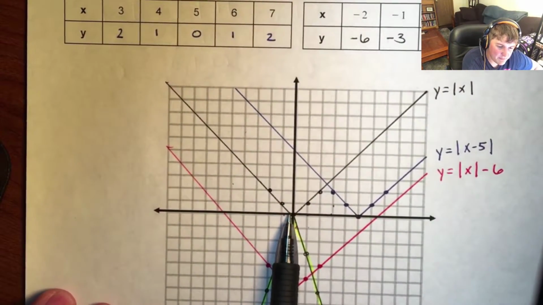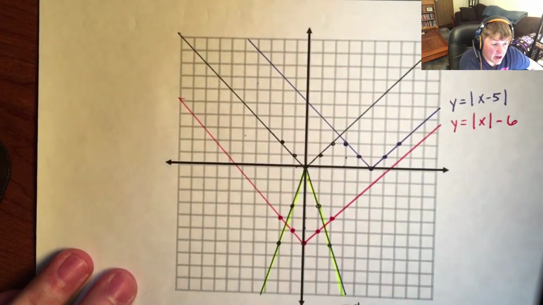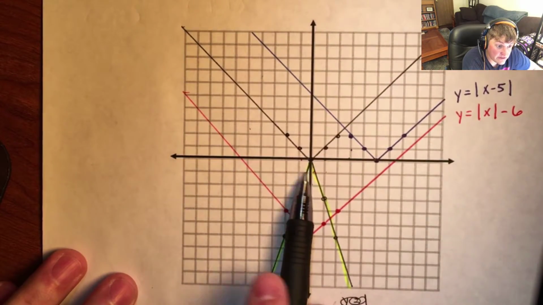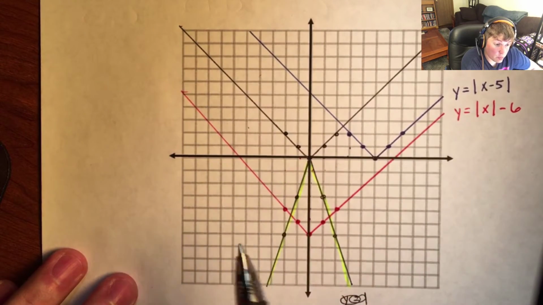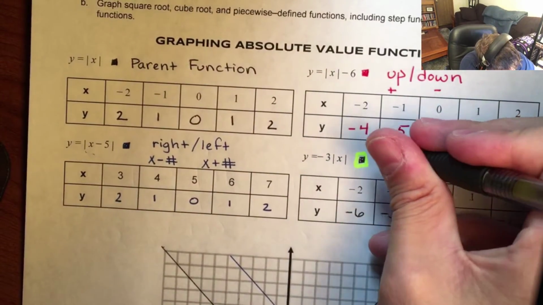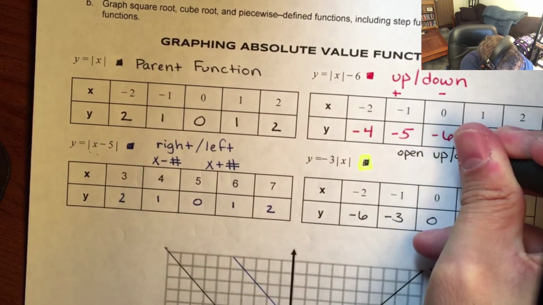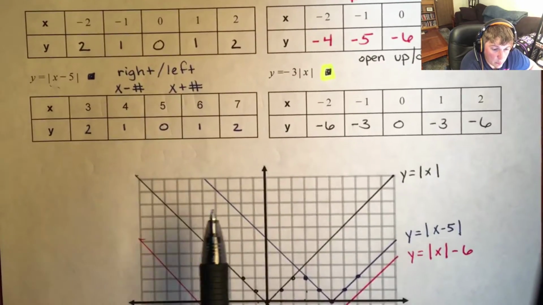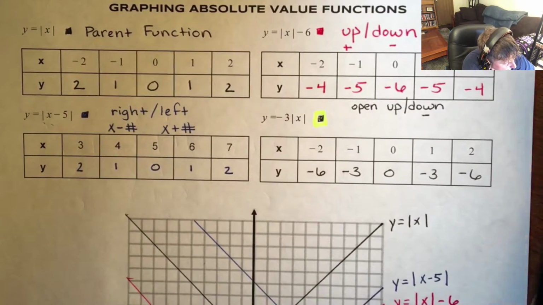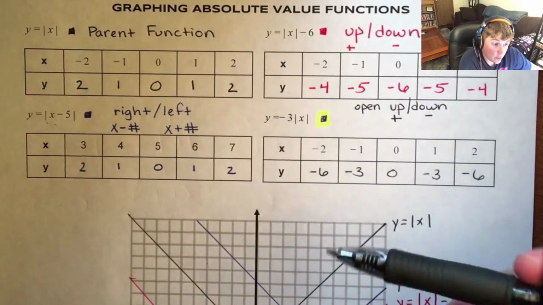Well, they both have the same pivotal point here. But the biggest difference is it's become narrower. What's the other big thing? It opens up or down. So this value up front is going to open it up or down. When do you think it's going to open down? Well, this one opened down and this number was negative, so it's reasonable to assume it's going to open down when that number's negative. When is it going to open up? When it's positive. So if this was a 3x, it would open up.